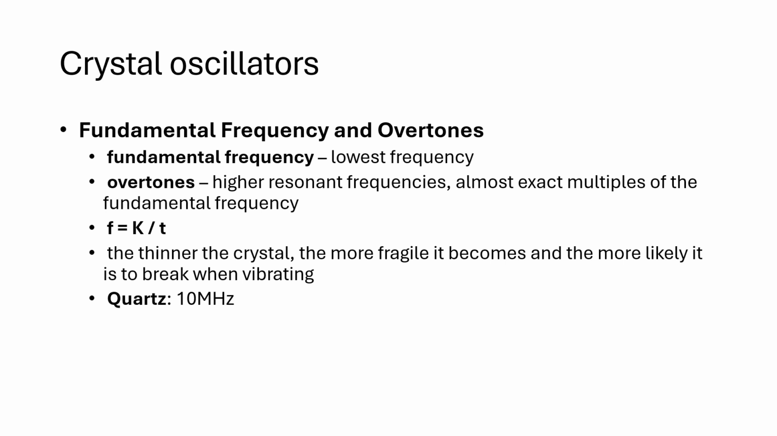Fundamental frequency and overtones. Fundamental frequency is the lowest frequency. Overtones are higher resonant frequencies, almost exact multiples of the fundamental frequency. F is equivalent to K over T. So the thinner the crystal, the more you mechanically process your crystal, the more fragile it becomes and the more likely it is to break when vibrating. For quartz crystal, the highest possible frequency is 10 megahertz.